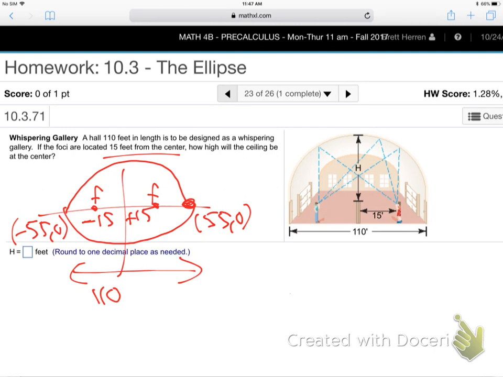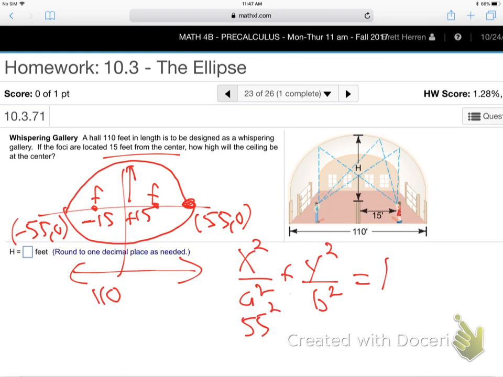They're asking how tall it is in the center, so that's the b. x squared over a squared plus y squared over b squared is 1. They're asking me for the b, aren't they? Because the a is the bigger. It's wider than it is tall, you can see, because the focus points are sideways. So the a is 55 squared. The b, I don't know. How do I find the b?